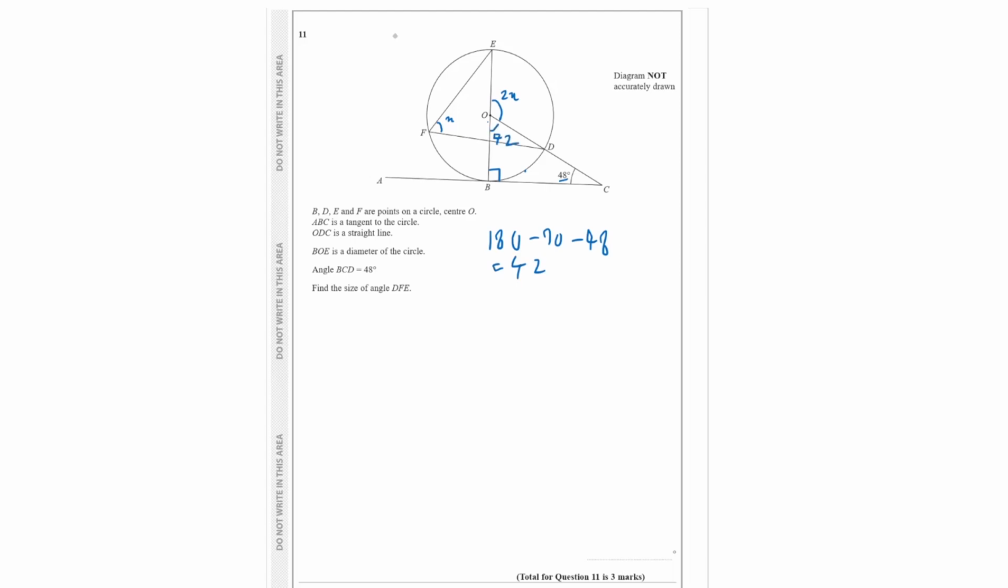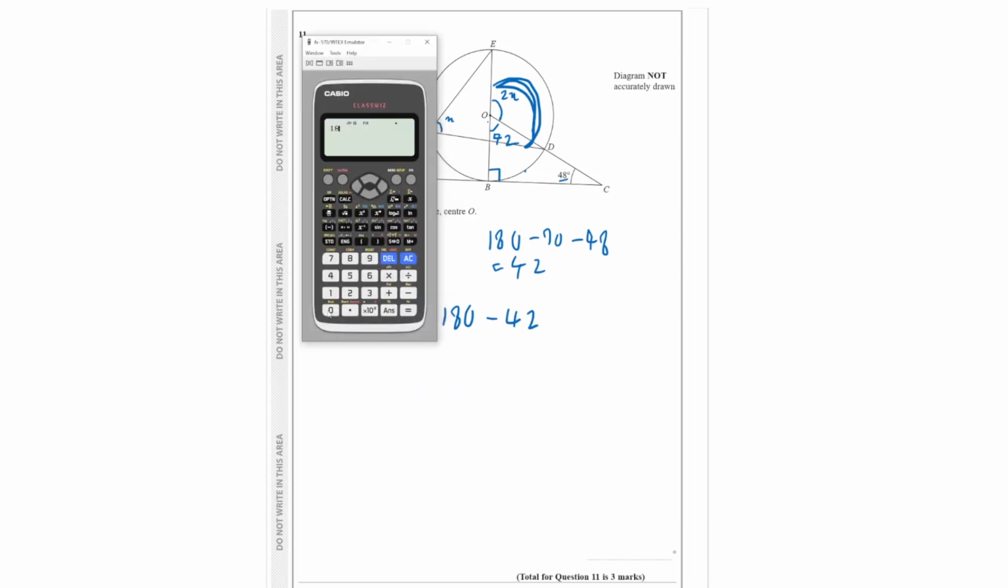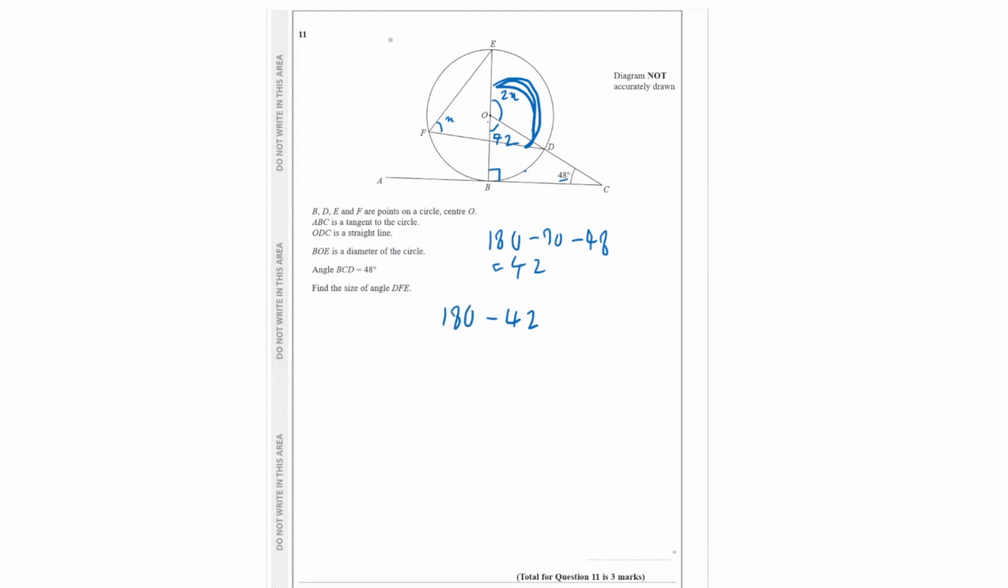we see here that EOB creates a perfectly straight line, or in other words, 180 degrees. So we can simply subtract again. 180 minus 42 will give us this entire angle. So if we pull out the calculator again, 180 minus 42 is 138.